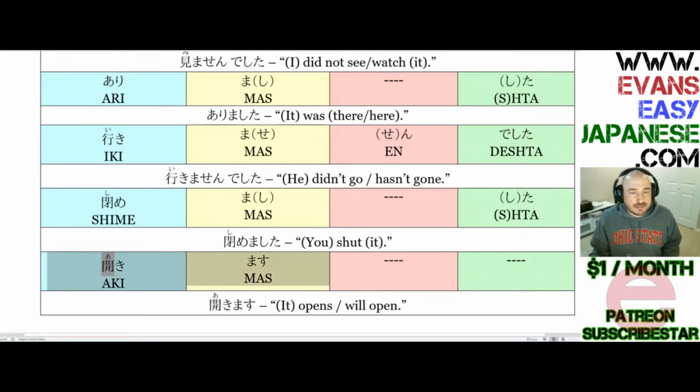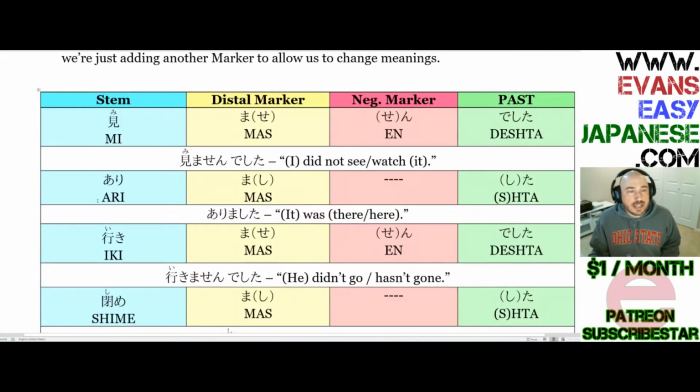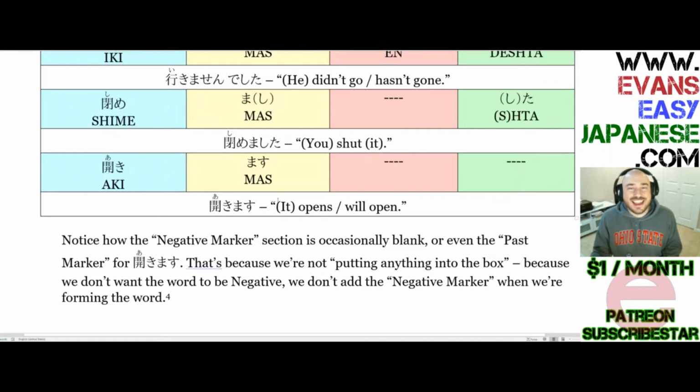And then akimas. I just straight up akimas. We don't put anything in these ones because we're saying it does open, or it will open. Okay, great. Got it. That is how agglutination works in its full grandeur and splendor. The number of boxes will increase as we continue learning, okay? And eventually we're going to have a really long list. Eventually we're just going to ignore them, but it'll be fun to see all of them put together. All right. I'm already ignoring them. We're good.